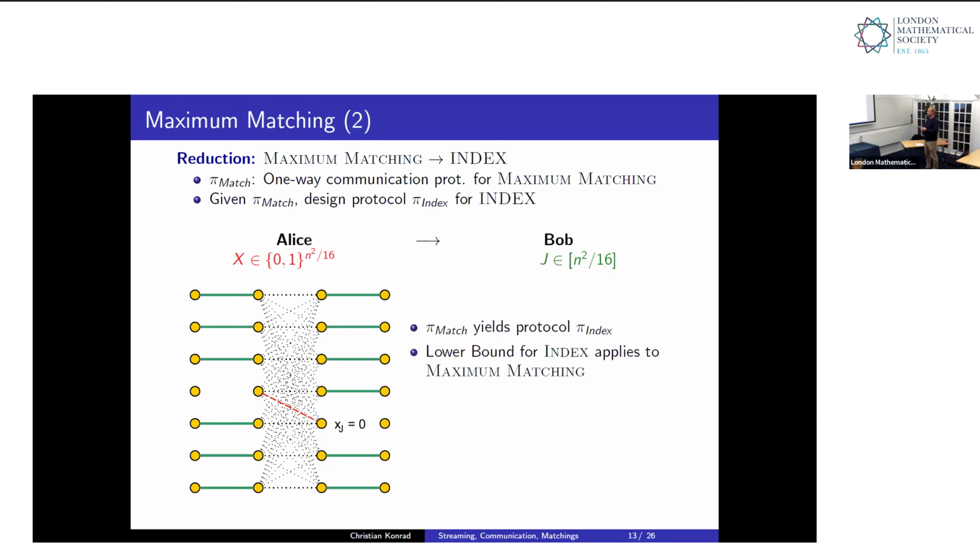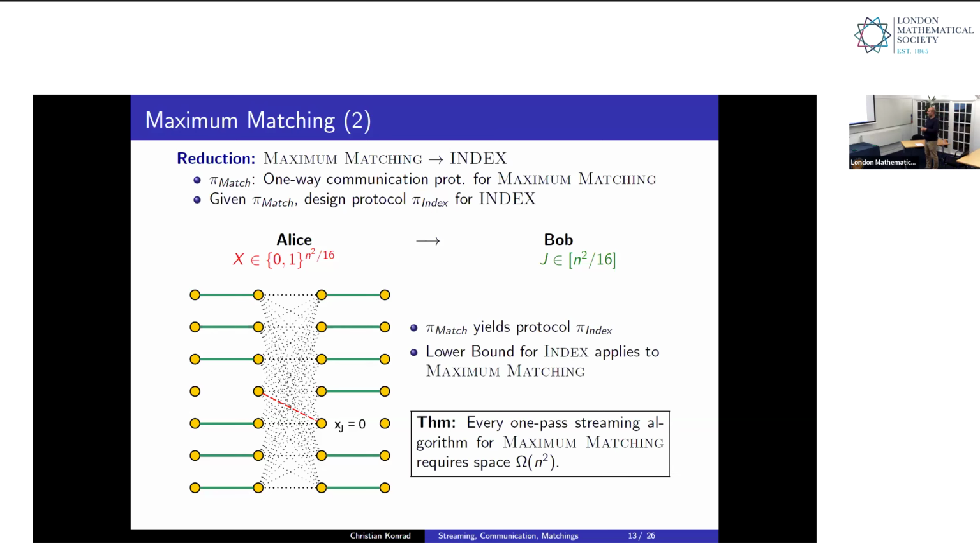Now, why do we get a lower bound of n² for maximum matching? Well, it's because in this reduction we could parameterize this index problem by n²/16, so this translates to a lower bound of n². In other words, maximum matching in a single pass is just hard. We just can't solve it in streaming with small space.